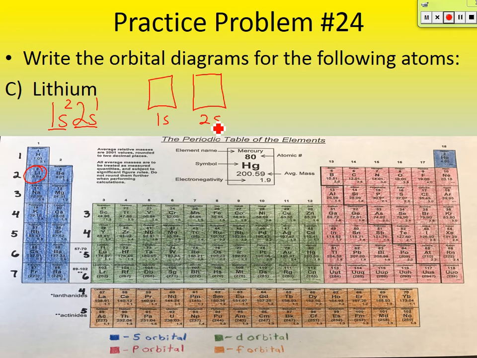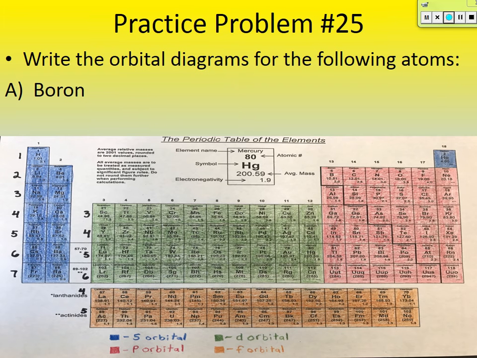Now, let's fill them. Is the s orbital full? Yeah. So we're going to start there, since the Aufbau principle says we always fill the lowest one first. Pauli exclusion says they have to have opposite spin. So one goes up, one goes down. Now we can move on to that second energy level. How many electrons in this one? Just 1. So we just draw it with an arrow up. That's your orbital diagram for lithium.